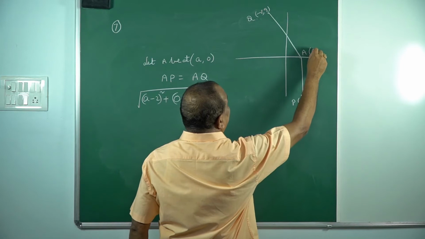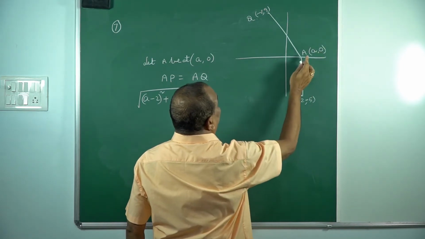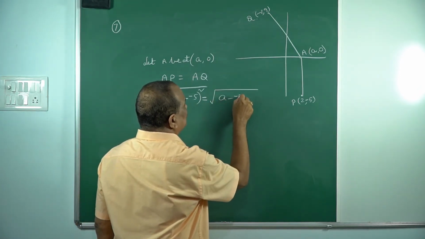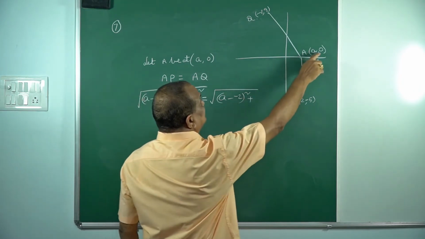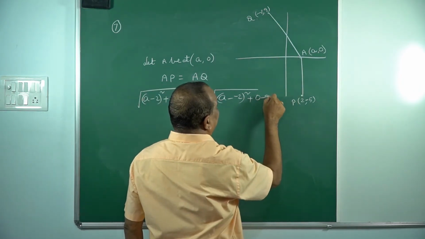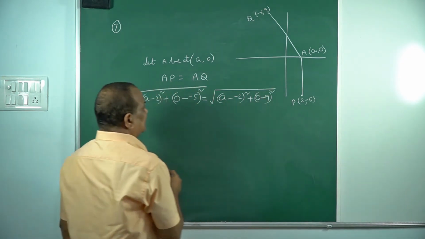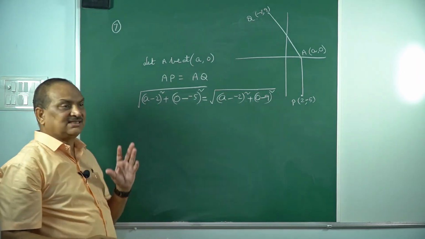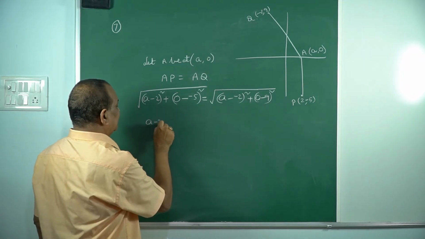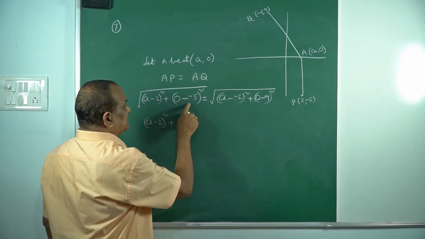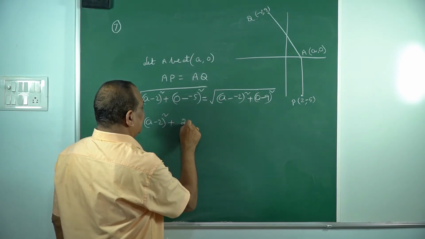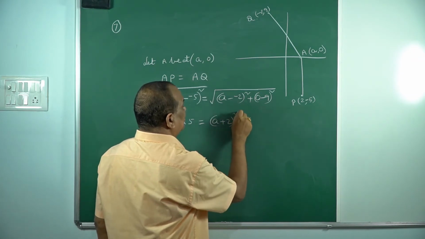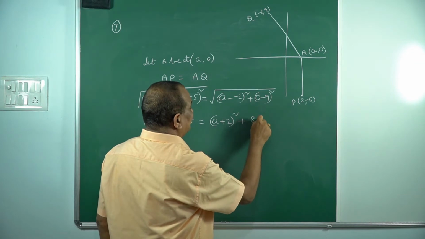Because you know that this A is at (a, 0), we get (a minus minus 2) whole square plus (0 minus 9) whole square. Let us start working. You can remove the square root on both sides by squaring, so you get (a minus 2) whole square plus 5 square, which is 25, equal to (a plus 2) whole square plus (minus 9) square, which is 81.